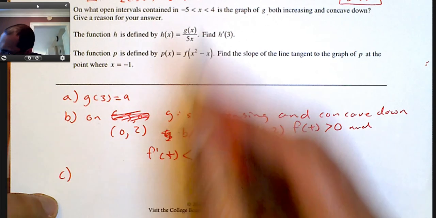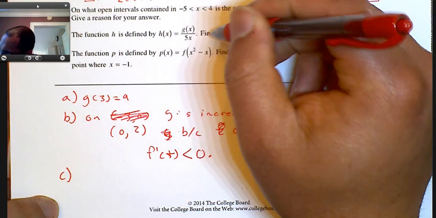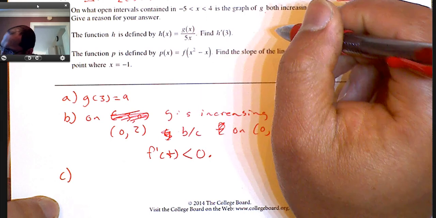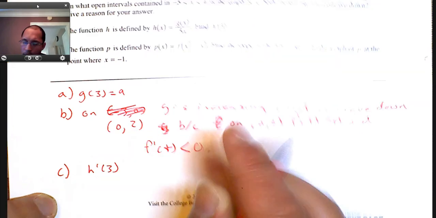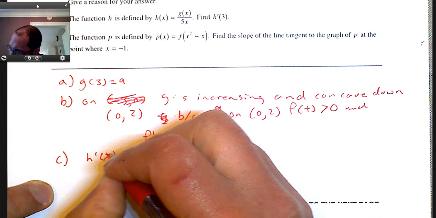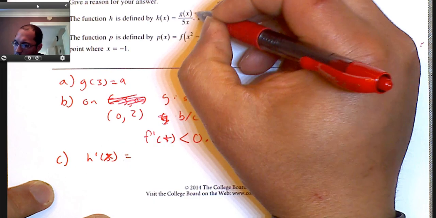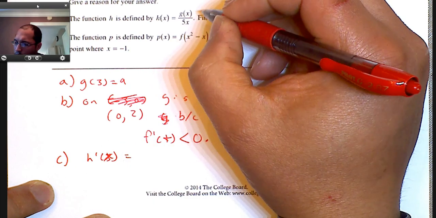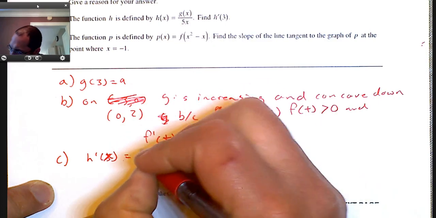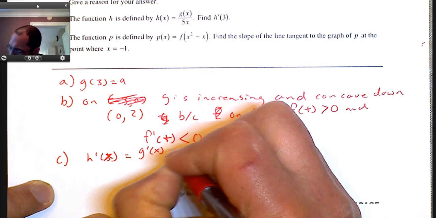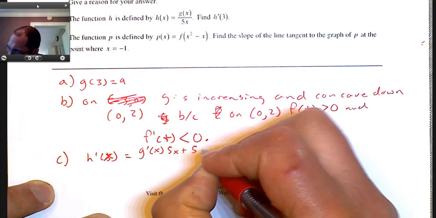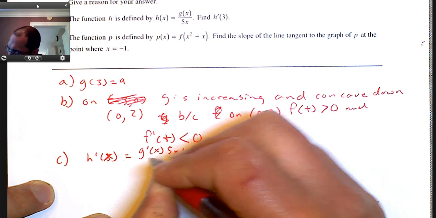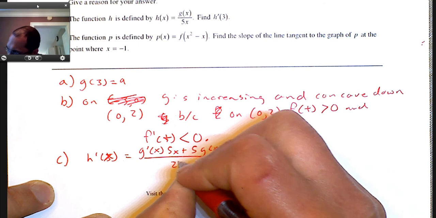Function h defined by h of x equals g of x divided by 5x, find h prime of 3. So h prime of 3 is going to equal, first let's find h prime of x. This is a quotient rule, yeah? So it's basically the derivative of the top, g prime of x, times the bottom, 5x, plus the derivative of the bottom, 5, times the top, g of x, all over the bottom squared, so 25x squared.